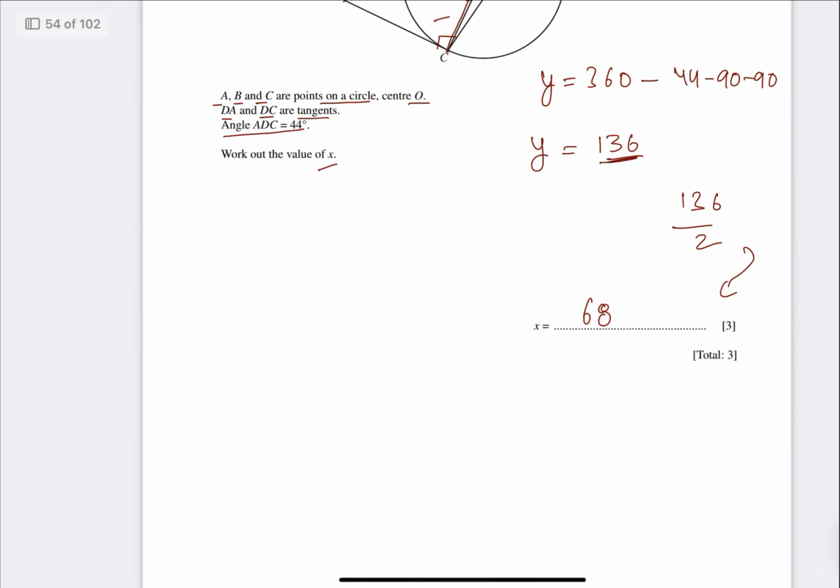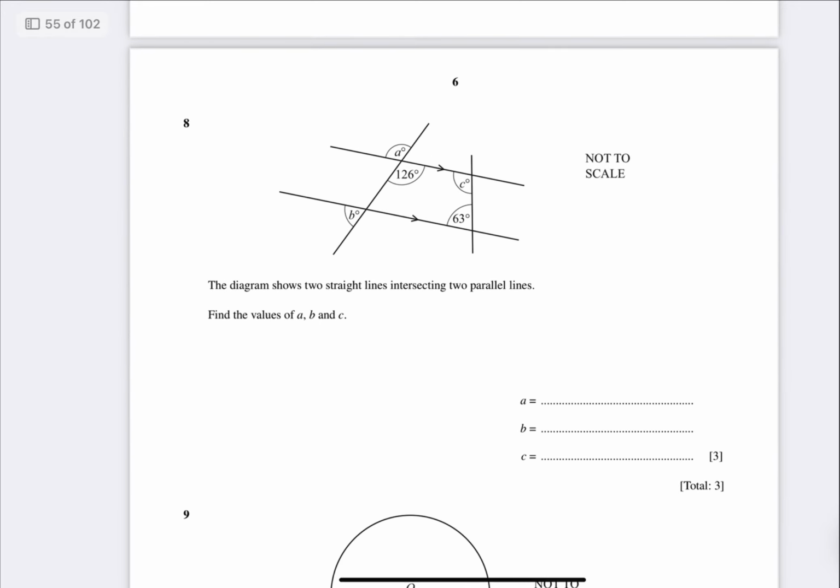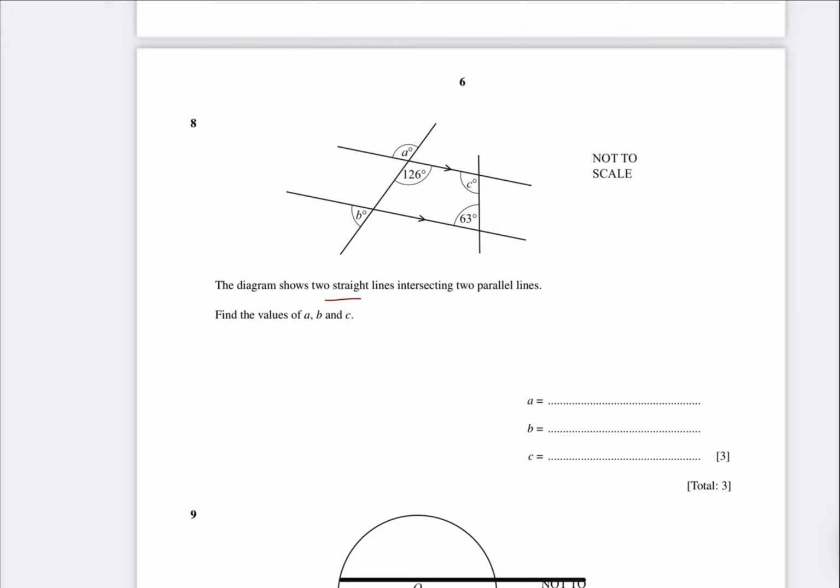All right, let us move on to the next question now. The diagram shows two straight lines intersecting two parallel lines. Find the value of A, B, and C. Okay, so this is 126, so this one will also be 126. And if this is 126, we know that this one is also 126, corresponding angles. This one would be 180 minus 126, that is 54. So B is 54. Now B is 54, so this one will also be 54.